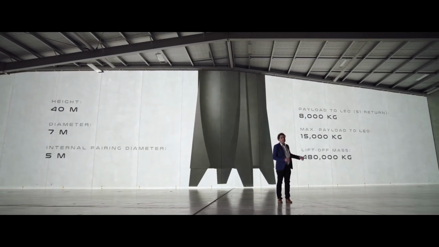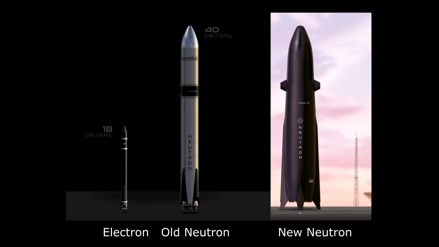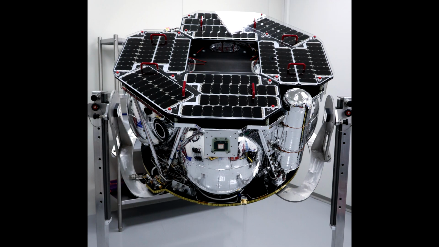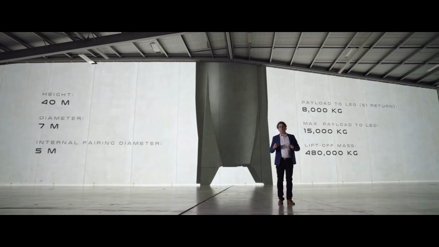So Neutron is a much larger rocket than Electron. Electron is about 13 tons at launch and puts a few hundred kilograms into low Earth orbit. It can have third stages. It takes stuff to the moon and Venus even. But it's a very small vehicle. Neutron is going to be a 500-ton rocket at launch, and it's going to be able to put about 8, possibly even 15 tons into low Earth orbit.